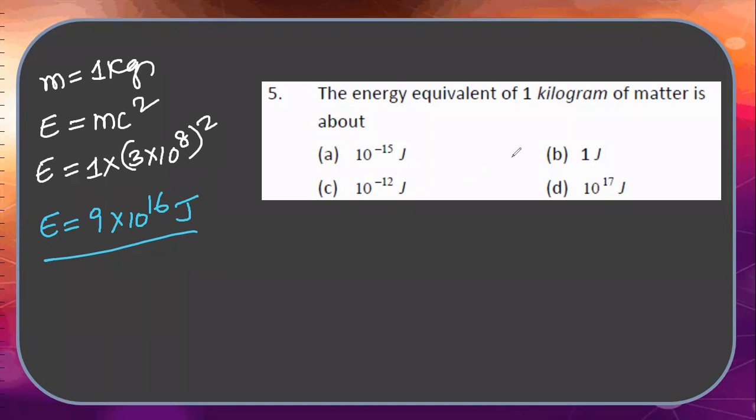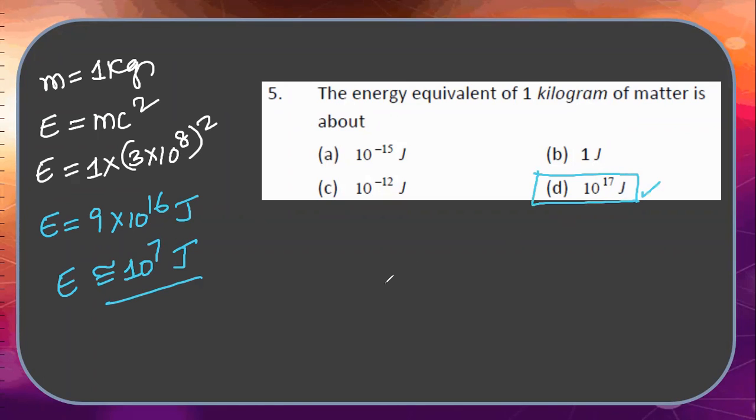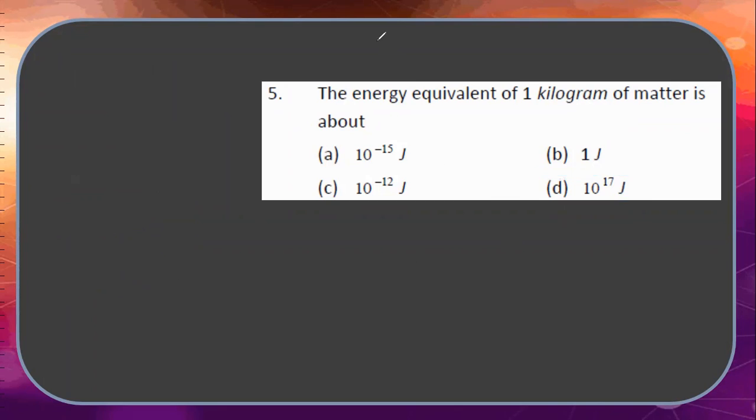But this option is not there. In such a case, what we have to do? 10 power 16 is not there. So this 9 is approximately equal to 10. Therefore, E is taken as approximately 10 power 17. That's why this is the correct answer. So 9 is nearly 10. That's why we'll write 10 power 17 joules.